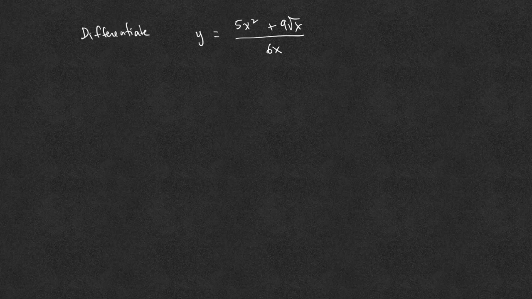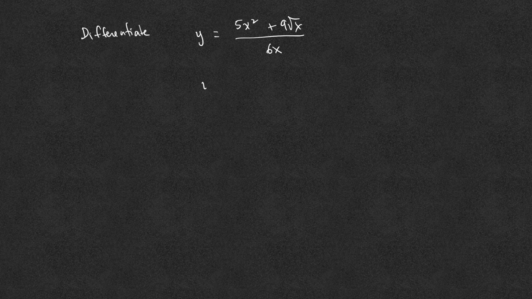Differentiate y equals the numerator 5x squared plus 9 root x over 6x. At this point, we have not gone over the quotient rule, so even though this is a quotient, we will not use the quotient rule. In most cases, we will need to rewrite the original function.